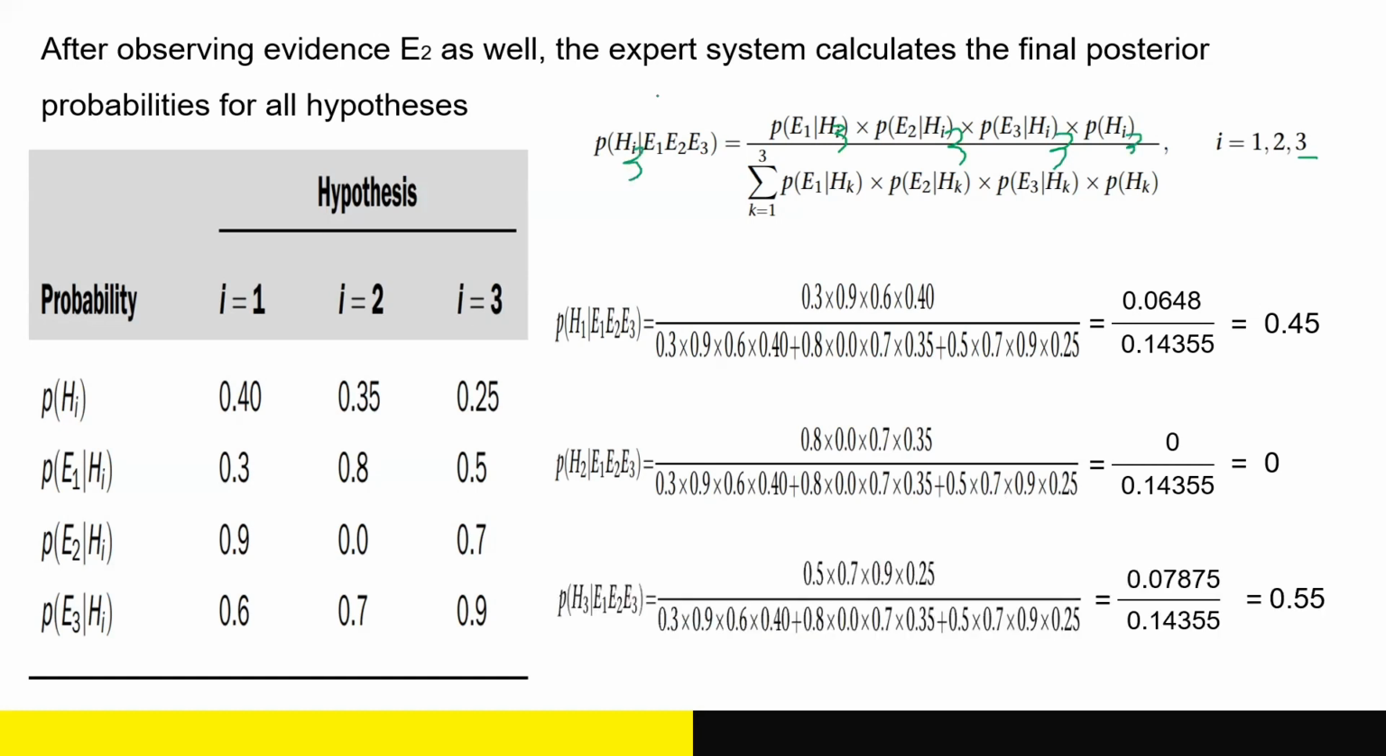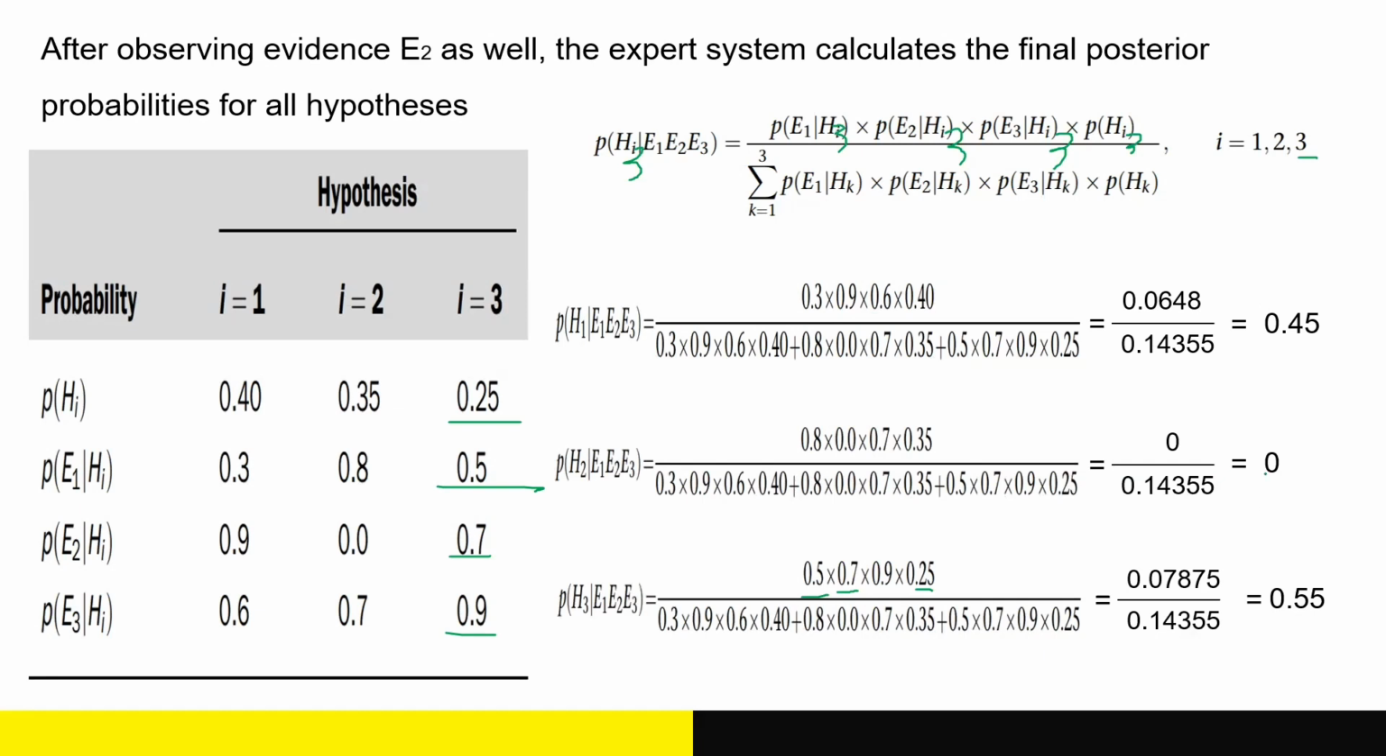So probability of hypothesis 3 given evidence 1, 2, and 3 is equal to probability of evidence 1 given hypothesis 3. So we have 0.5, and then multiplied by probability of evidence 2 given hypothesis 3, so we have 0.7, and then multiplied by probability of evidence 3 given hypothesis 3, so we have 0.9 multiplied by probability of hypothesis 3, so 0.25. And then we will just copy again kasi same process lang din. So if we multiply them, the product is 0.07875. So divided by 0.14355, the probability of hypothesis 3 given evidence 1, 2, and 3 is equal to 0.55.